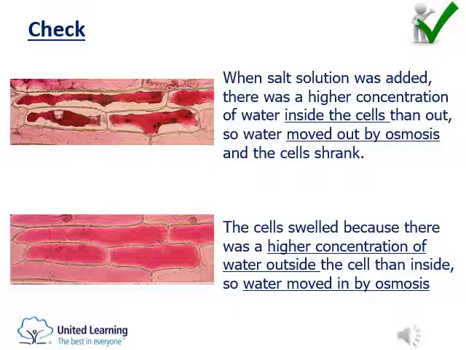The bottom image shows that the cells have swelled, and this is because there was a higher concentration of water outside the cell compared to inside. So water would move into the cell and it could cause the cell to burst because it becomes so full with water that it bursts. And this can also be dangerous. In both of these images, water will have moved by osmosis because that is the only way that water can move.